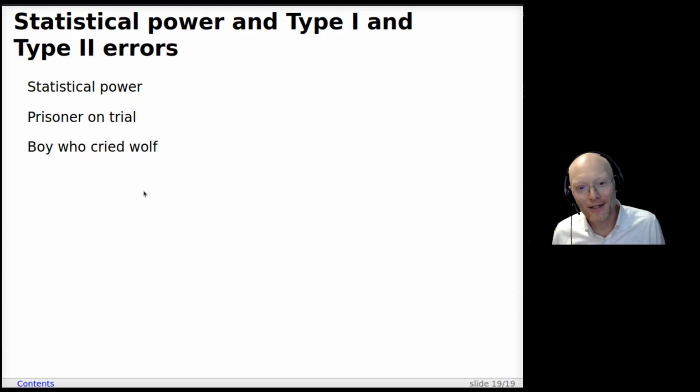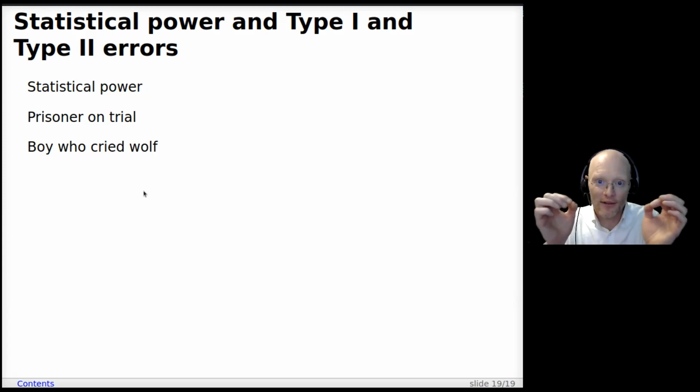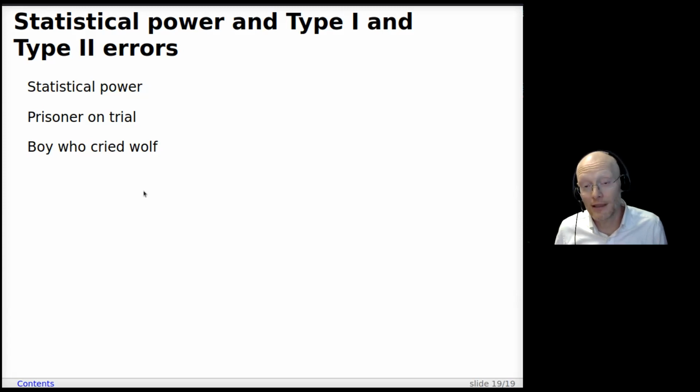And the type 2 error is the prisoner on trial, I think my story here is, that somebody is standing there, the prisoner is in the court, and did in fact commit the crime, but there's not enough evidence for it. And so the jury has to let them go. Jury says innocent because we don't have sufficient evidence to convict the prisoner. Type 2 error, if the prisoner is in fact guilty.